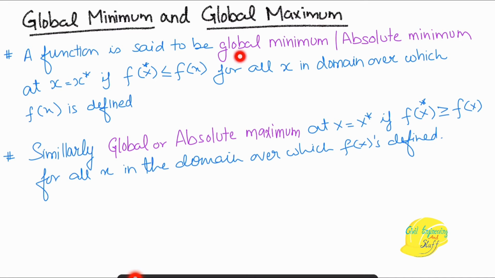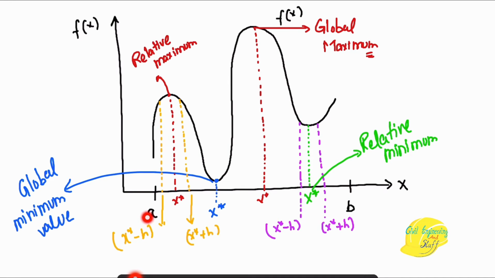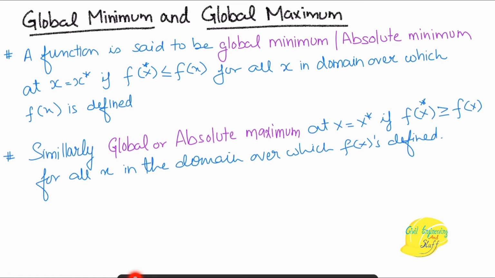A function is said to have a global minimum or absolute minimum at x equal to x star if f of x star is less than f of x for all x in the domain over which f of x is defined. Here we have defined the values in the range a to b. In this range, the maximum value that we get is called the global maximum, and the minimum value in this range is called the global minimum. These are the definitions of maximum and minimum values for a single variable function.